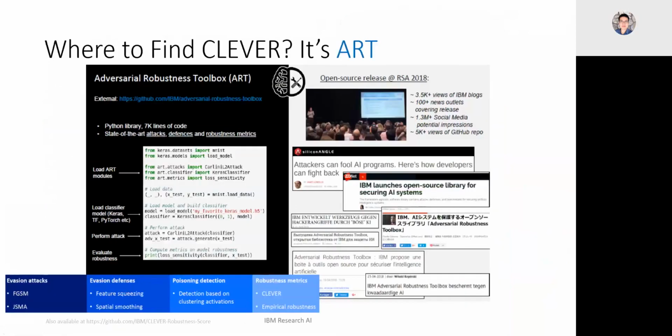We have open sourced Clever, so it's being implemented in the Adversarial Robustness Toolbox. And in addition to Clever, ART has a lot of different attacks and defenses. So I would say it's the most comprehensive open source adversarial toolbox so far. So feel free to check it out if you are interested in this line of research.